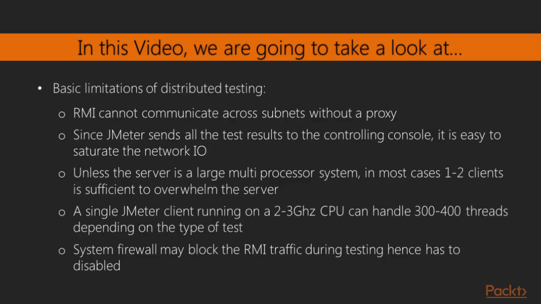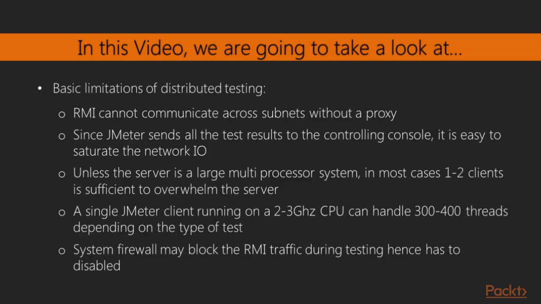This will also be covered later in the course. Number 3, unless the server is a large multiprocessor system, in most cases 1 or 2 clients are sufficient to overwhelm the server. Number 4, a single JMeter client running on a 2 or 3 GHz CPU can handle 300 to 400 threads simultaneously depending on the type of test.